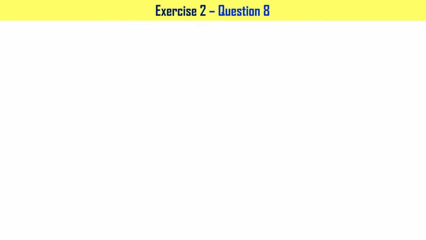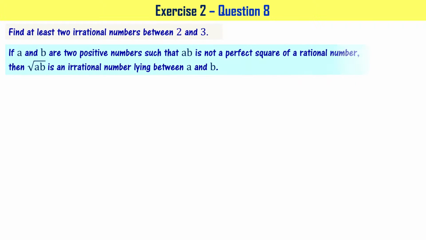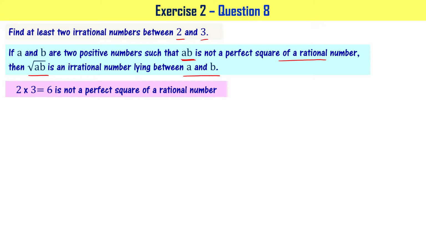Question number 8. Find at least two irrational numbers between 2 and 3. You may recall that we said if a and b are two positive numbers such that ab is not a perfect square of a rational number, then we can say that root ab is an irrational number lying between a and b. Now we are given two numbers 2 and 3, right? So their product ab is equal to 6. 2 times 3 equal to 6 is not a perfect square of a rational number, right?